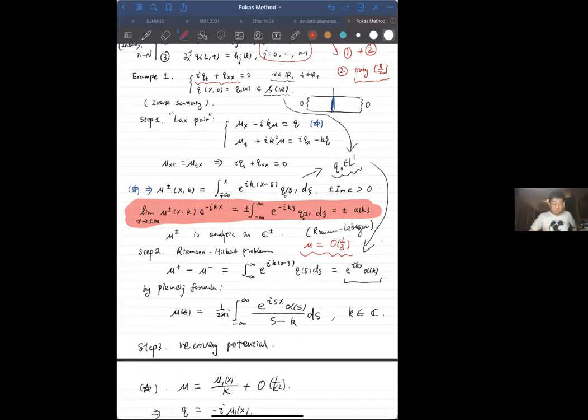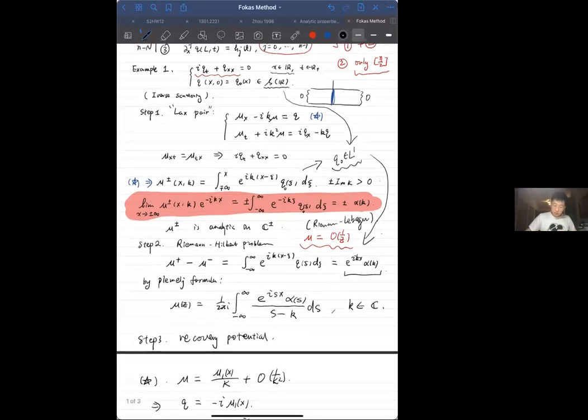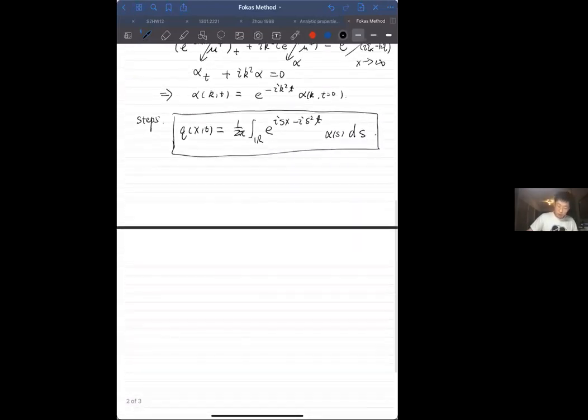So, any question about example 1? We can move to the next equation. As I mentioned, this procedure can apply to nonlinear PDE as long as you have the Lax pair. Okay, let's move to example 2.